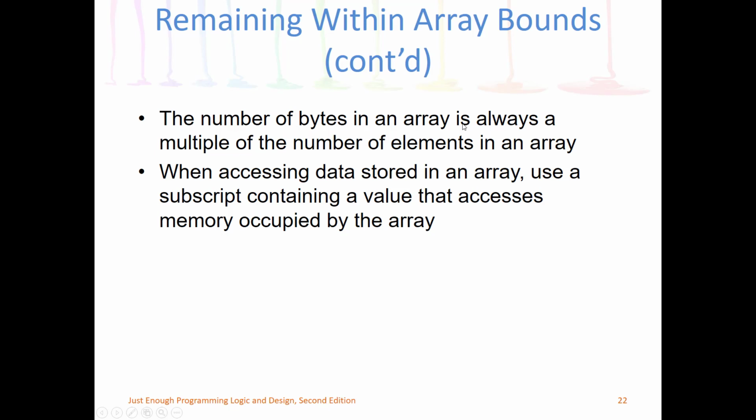The number of bytes in an array is always the multiple of the number of elements in the array. In other words, if I was storing a bunch of integers in an array, and it took 4 bytes of memory for each one, in order to find out the total number of bytes, you'd multiply 4 times the number of elements. That's also how it gains access to each element using a subscript, because it takes that subscript number that you've given it, and it looks at the size of the integer, which is 4 bytes in this example.